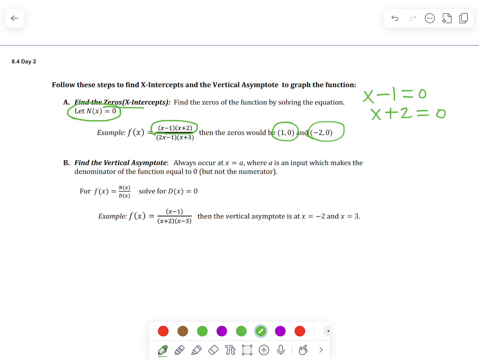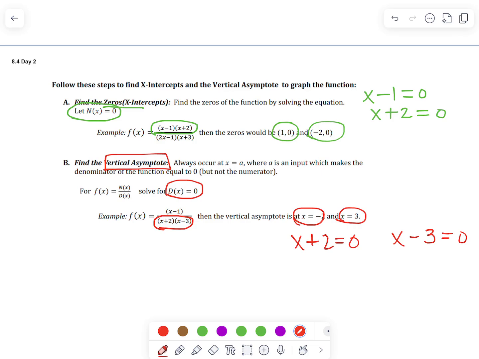To find the vertical asymptote, we set the denominator equal to 0. So here's our denominator for this example. So we'd say x plus 2 equal to 0 and x minus 3 equal to 0, and then we solve them for x. So we get negative 2 and positive 3. So again, to find the vertical asymptote, we set the denominator equal to 0. To find the x-intercepts, the zeros, we set the numerator equal to 0.